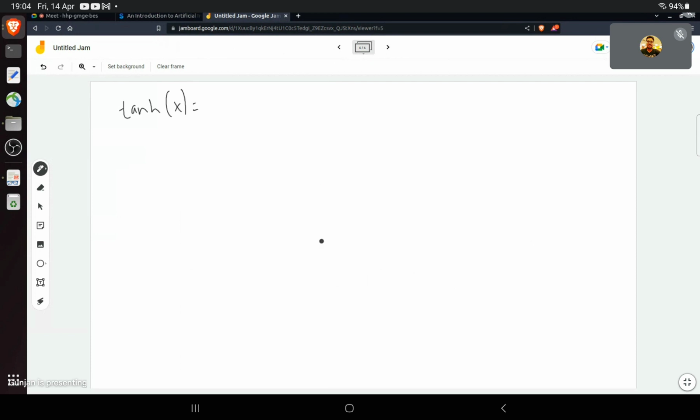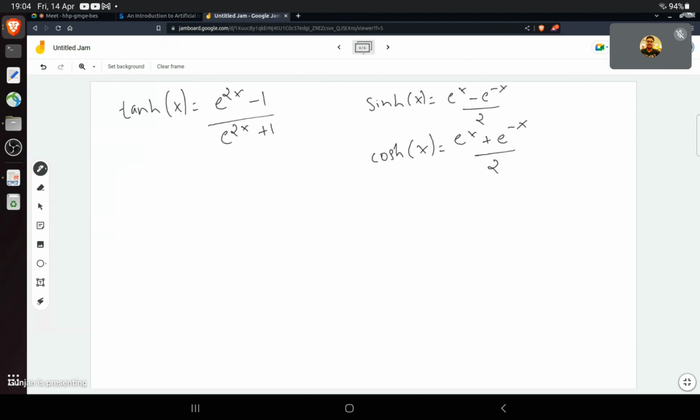So tanh x is (e to the power 2x minus 1) upon (e to the power 2x plus 1). It's like sinh of x, that is (e to the power x minus e to the power minus x) over 2, and cosh of x, that is (e to the power x plus e to the power minus x) over 2. If you just divide these two, you get tanh of x, and it is (e to the power 2x minus 1) over (e to the power 2x plus 1).